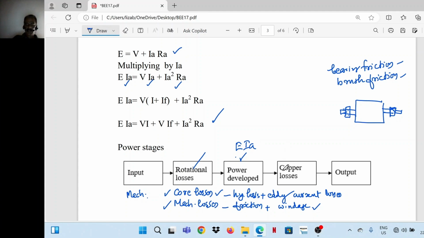out of which copper losses are met, that is armature copper loss and field copper loss. These two copper losses are met, and the remaining is supplied to the load. This is the power supplied to the load.